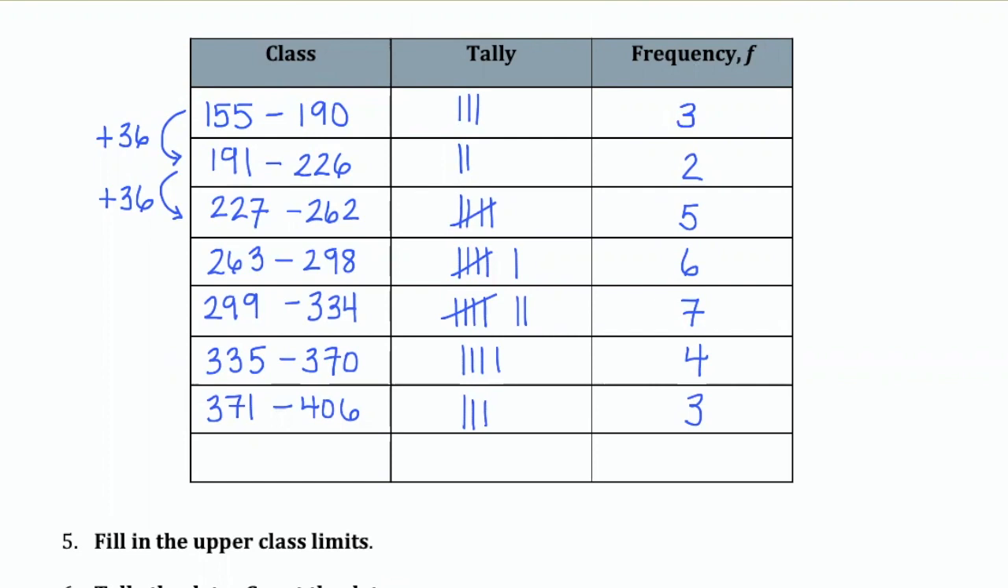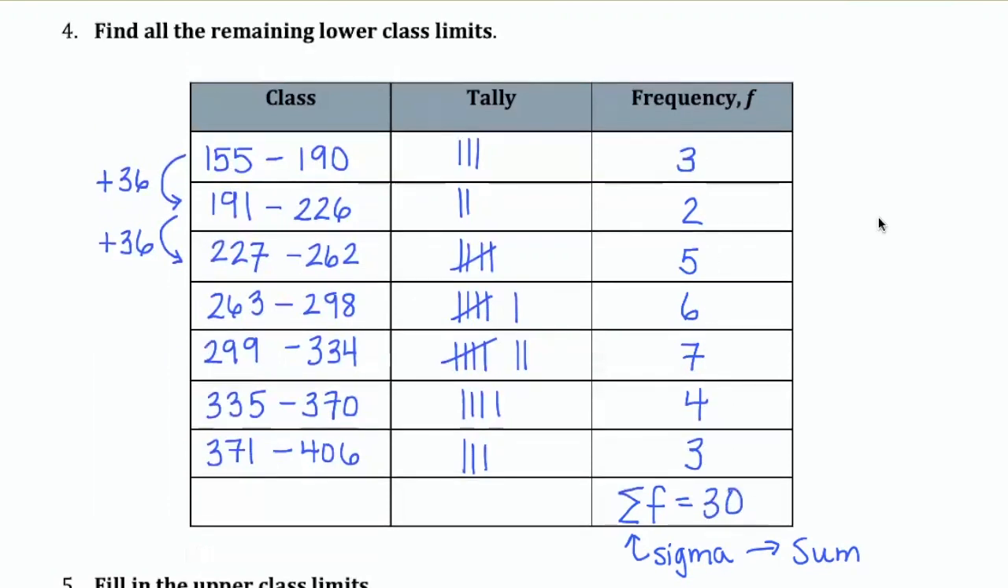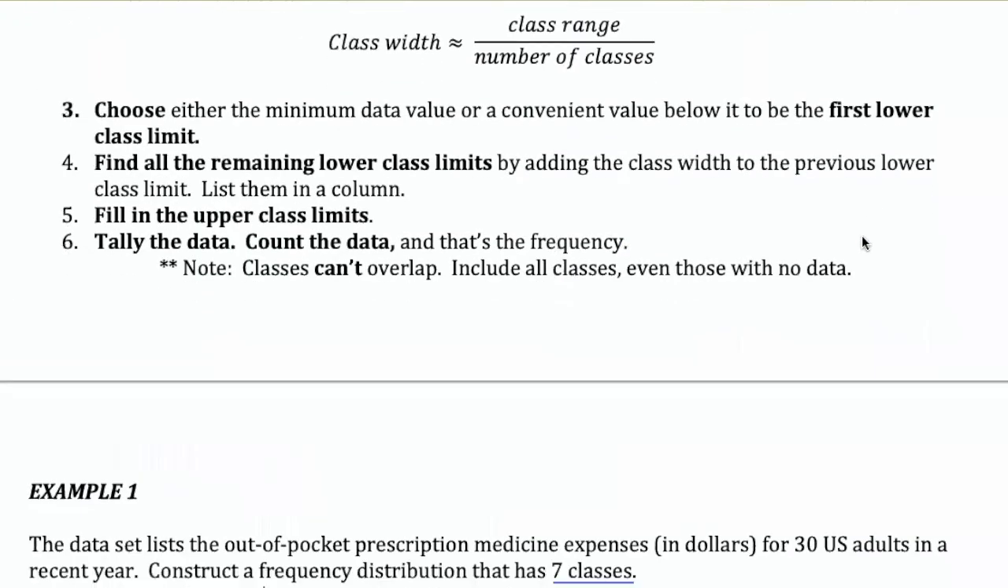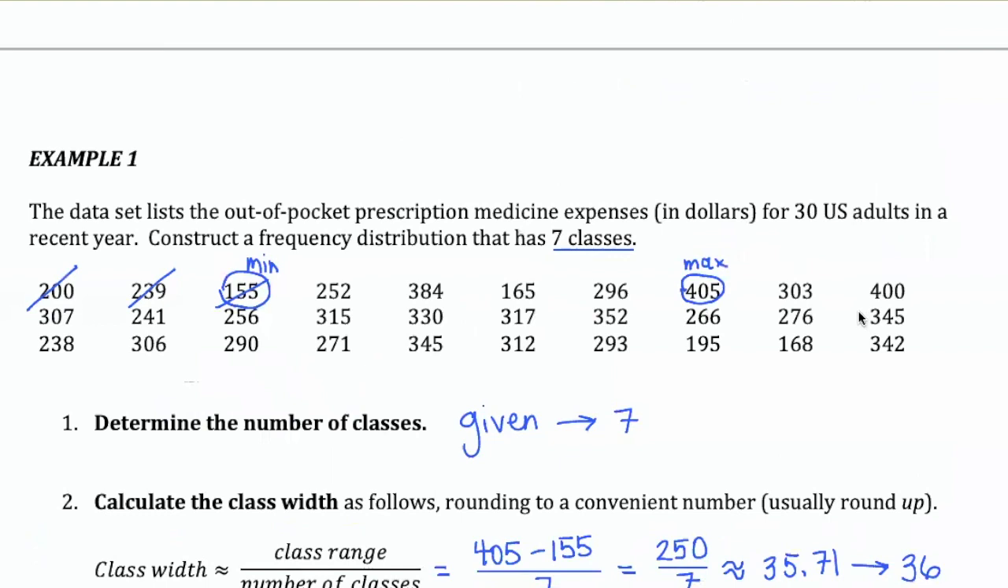It's very simple to make a mistake when you're doing the tallies. So as a check for that, we're going to sum up this frequency column. This thing that I just wrote here is the Greek letter sigma, and in mathematics, it's used to represent a sum, a totaling up. So I'm going to total up my frequency values, and if I add 3 and 2, 5 and 6, 7 and 4, and 3, I get 30. That at least confirms that I tallied all of the numbers because there were 30 pieces of data in this data set.